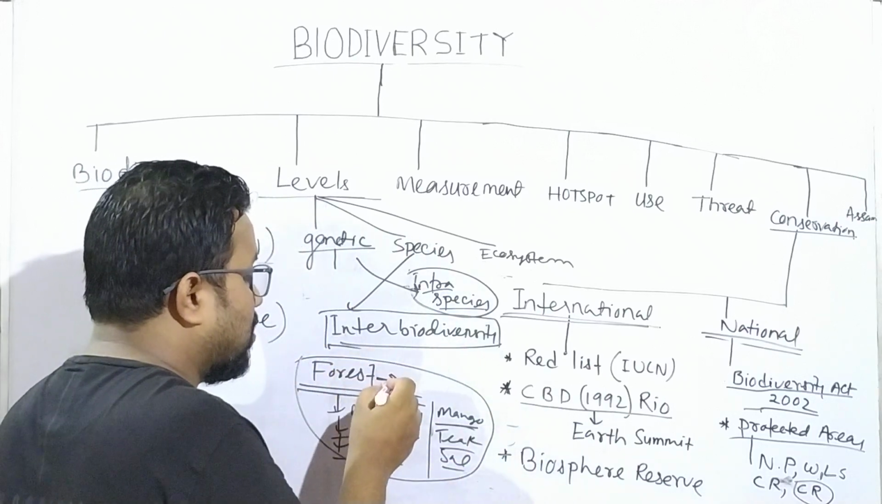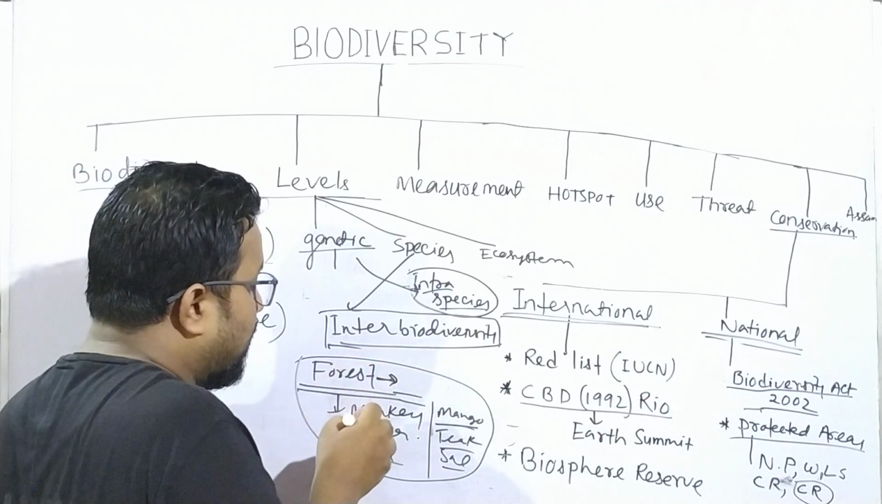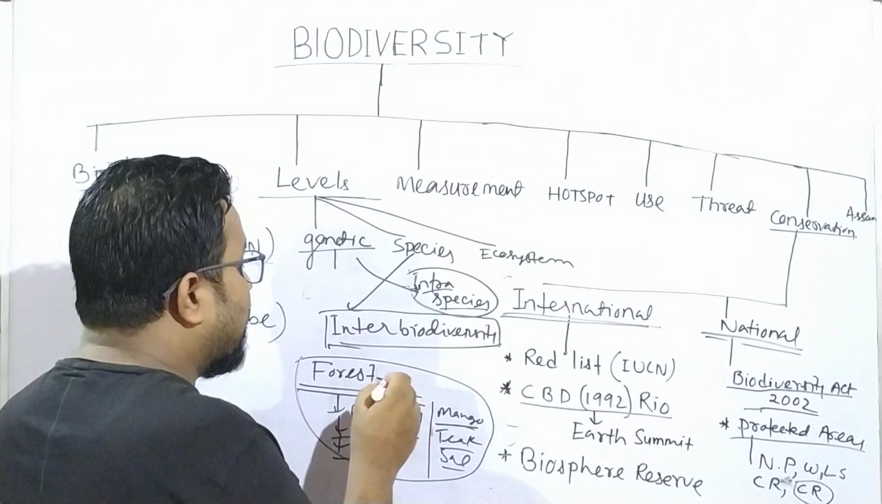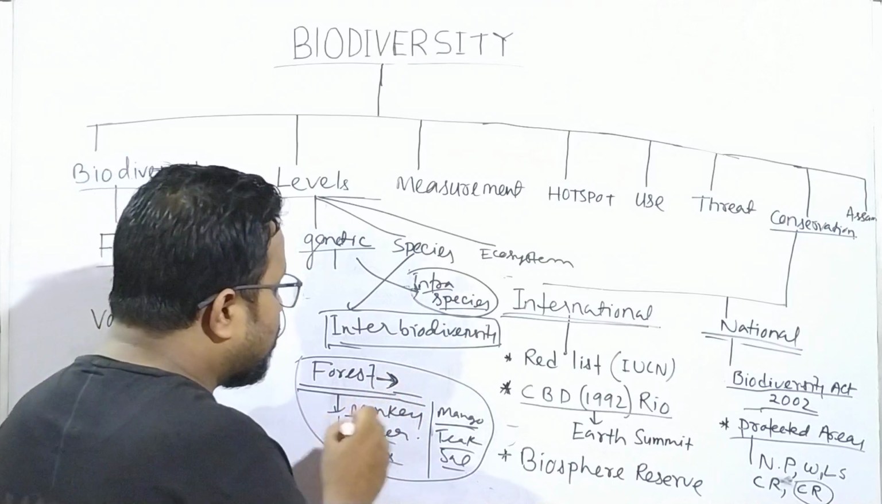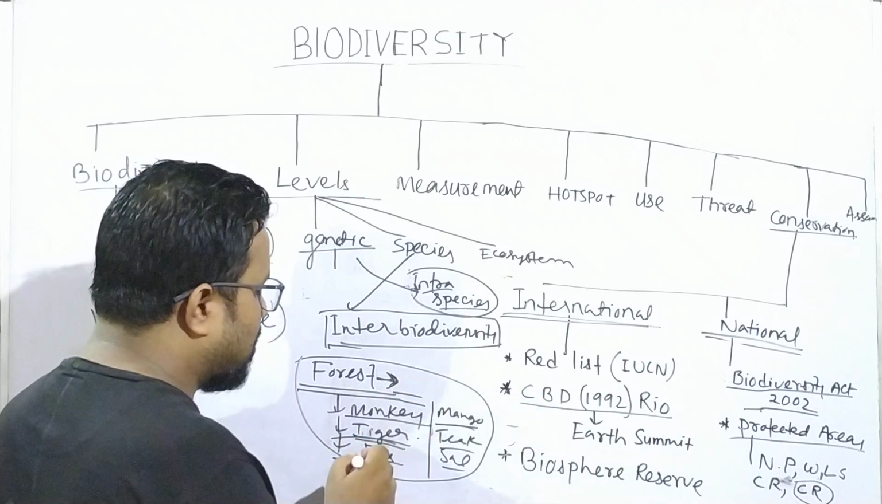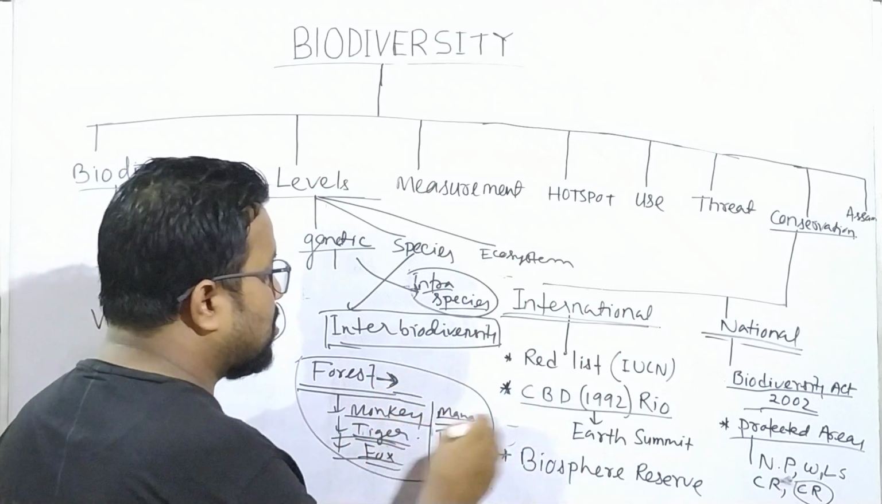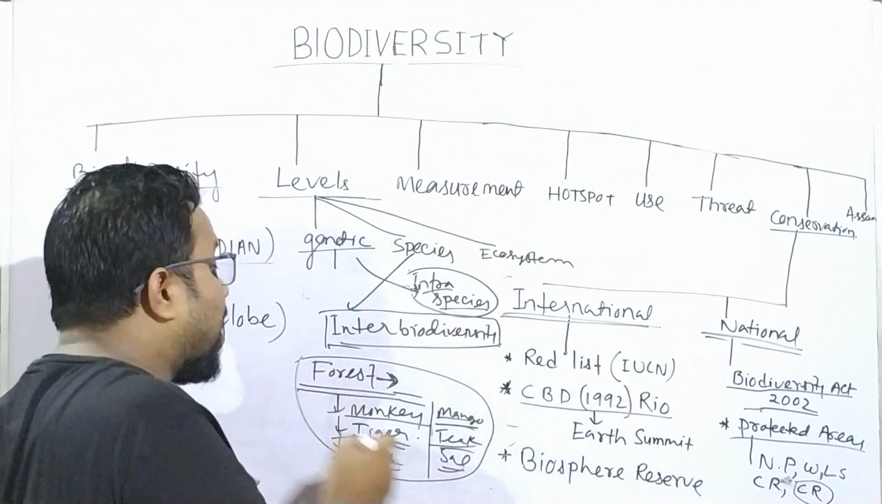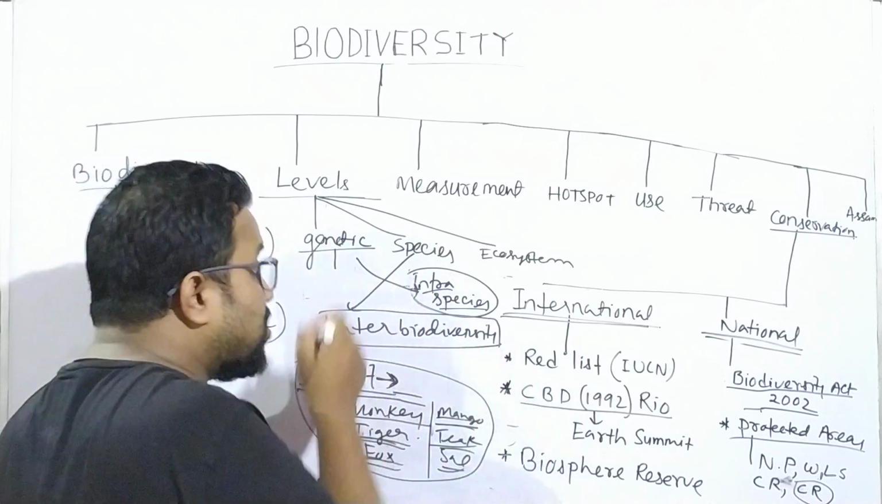The ecosystem is the forest. So in the forest ecosystem, what are we having? Monkey, tiger, fox, mango, teak, sal, etc. Here biodiversity is occurring because of different species. Monkey is a different species, tiger is a different species, fox, mango, teak, sal are each different species.